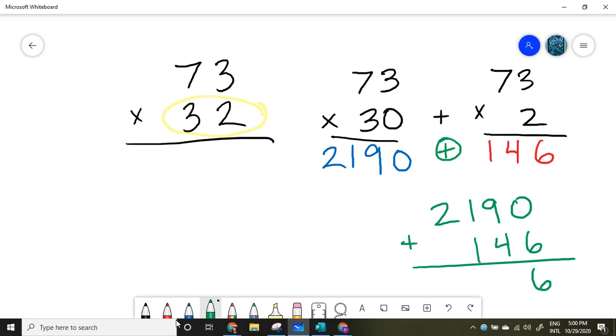0 plus 6 is 6. 9 plus 4 is 13. So I'll write my 3 and carry my 10. 1 plus 1 plus 1, that's 3. 2 plus 0, that's 2. So my answer is 2,336.